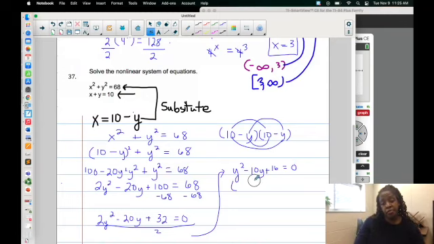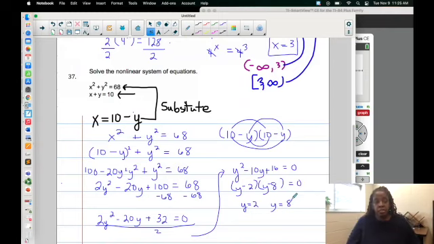I'm going to factor it because I believe that things can be factored. Sometimes they can't, but I believe this can. So I've got y, and I've got y. 16, what multiplies to give me a positive 16 but adds to give me a negative 10? I'm thinking negative 2 and negative 8. So y equals 2 and y equals 8. So that's good for y.